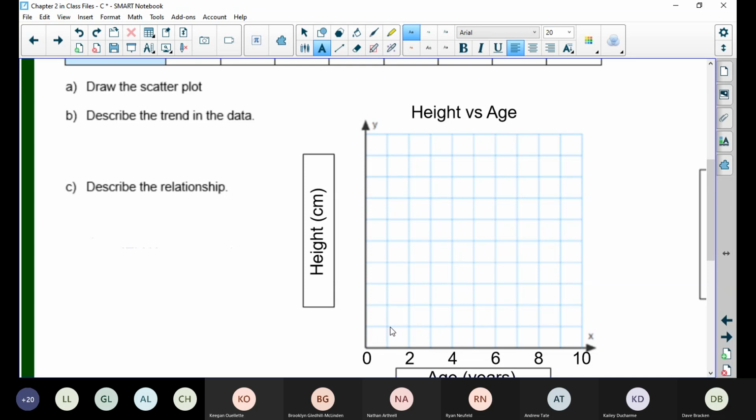Well, let's try tens. 10, 20, 30, 40, 50, 60, 70, 80, 90, 100. Not going to work. Let's try 20s. 20, 40, 60, 80, 100, 120, 140. That would work. Maybe 15s. 15, 30, 45, 60, 75, 90, 105, 120, 135. That seems to be a really good number to go up by.